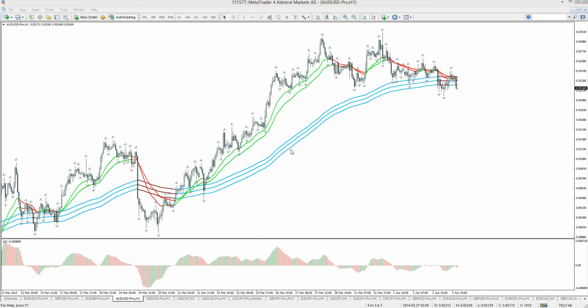The values of these EMAs, there are 5 of them. There's 136, close, high, and low. So I'll write that down.